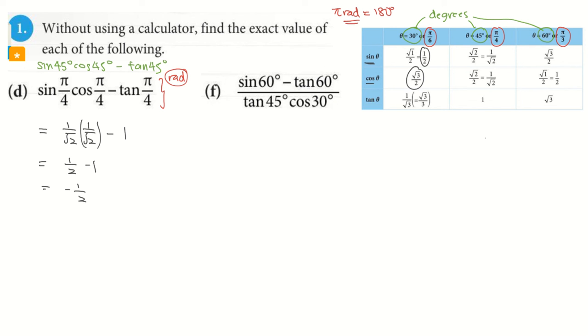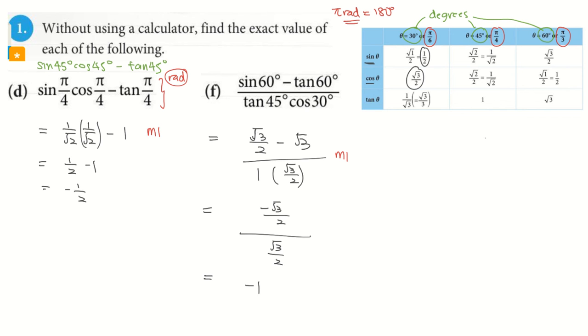Then we can quickly move on to part F. Again, we key in the exact values based on the table given. So this is the initial step. When you get this step, take note that you will be given M1 for writing the exact values. And from now onwards, we just have to simplify the expression. And this is how I simplify. The answer is negative 1.